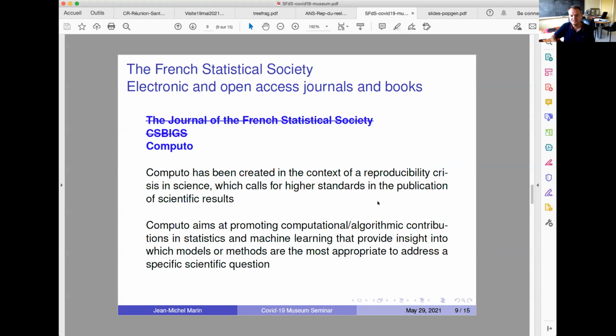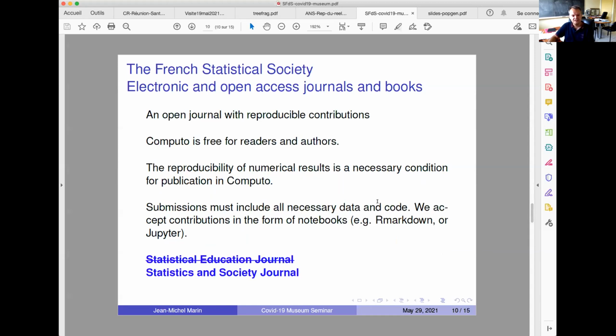Computo has been created in the context of the reproducibility crisis in science, which calls for higher standards in the publication of scientific results. Computo aims at promoting computational and algorithmic contributions in statistics and machine learning that provide insight into which model or method is the most appropriate to address a specific question. It's free for readers and authors, and it's an open journal which highlights reproducible contributions.